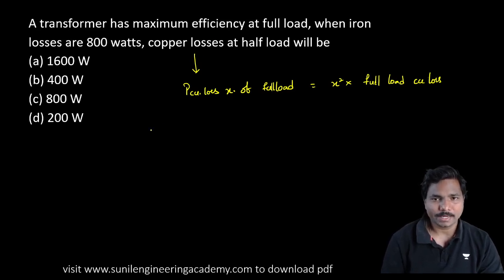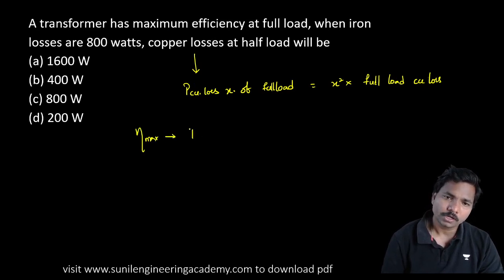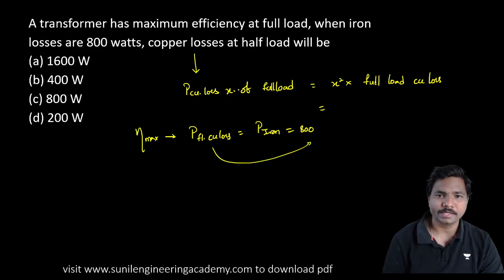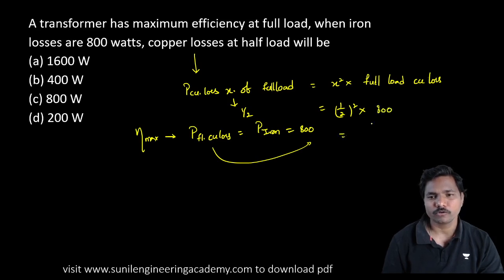Here at maximum efficiency, full load copper loss is equal to iron loss. They have given iron losses are 800, so full load copper losses are 800, and x is half of the load. So half square into 800 is 1 by 4 into 800, that is 200. So the answer is option D, clear.